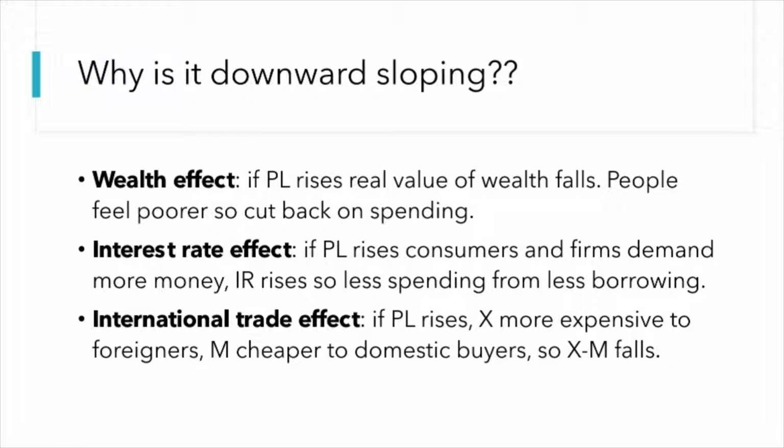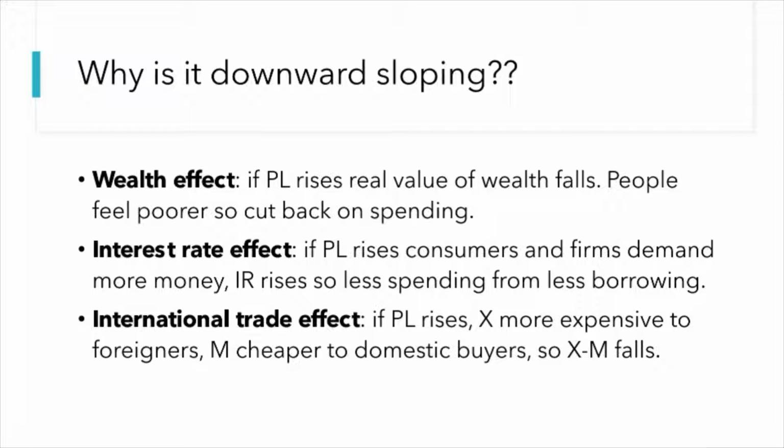So, there are three reasons for the negative causal relationship between price level and real GDP, which is why the aggregate demand curve is downward sloping. So firstly, we have the wealth effect. So if price level rises, the real value of wealth falls, and wealth isn't income, it's assets such as stocks, real estate or gold. So if price level rises, the real value of this falls, so people feel much poorer, and hence they cut back on their consumption spending, and this causes real GDP to fall.